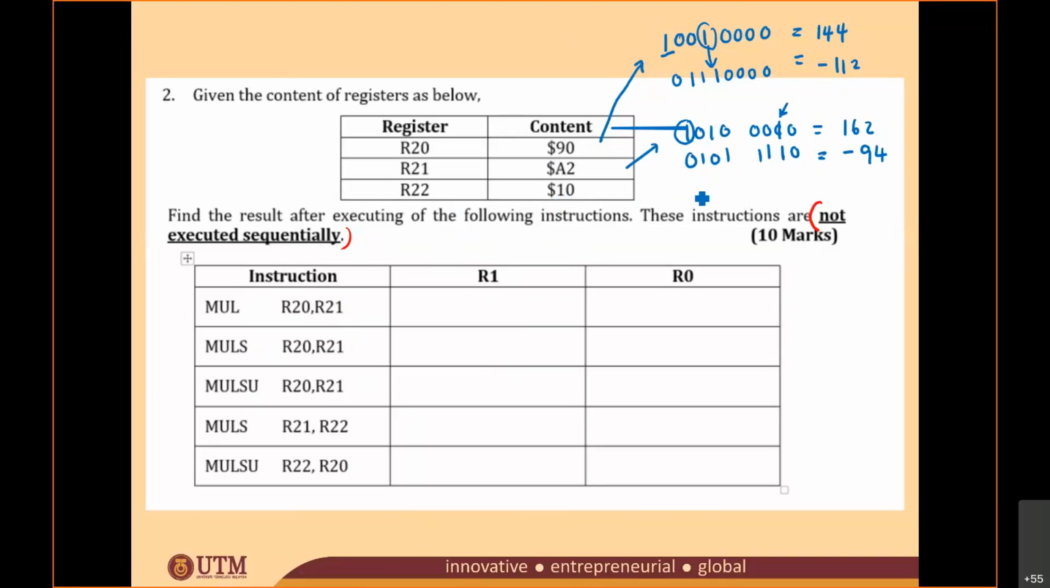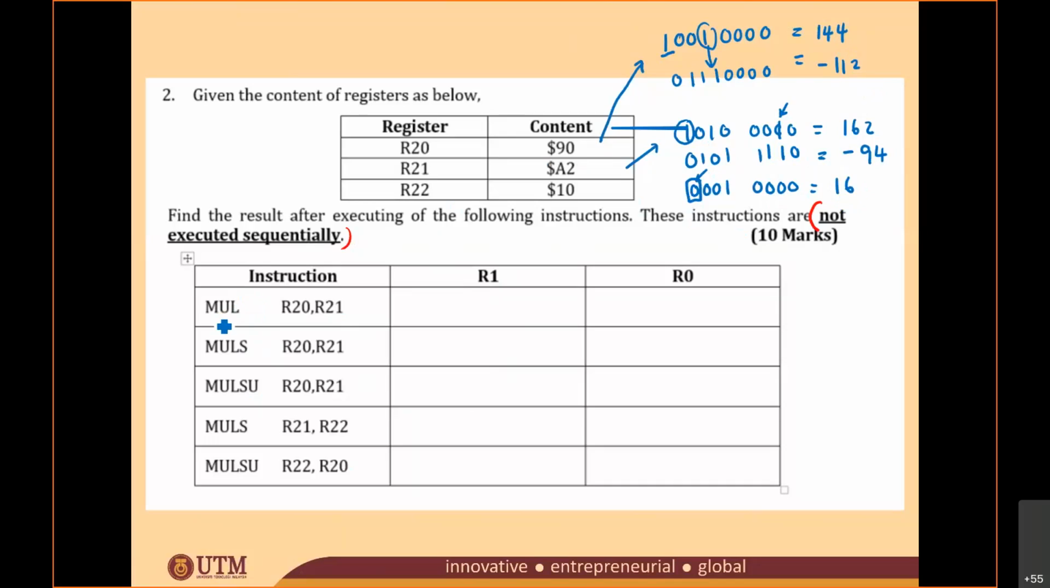R22 is 0001 0000. This is equal to 16. Since the top bit is 0, even though it is a signed number, this number is still a positive value because the sign bit is 0. So these are the numbers we need to consider before we proceed with these instructions.